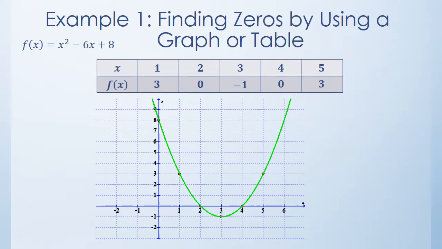To find the zeros, the zeros are the values on the x-axis where our graph crosses it, so right here and right here. We also know that from our table because our y values are 0. So our zeros for this graph are x equals 2 and x equals 4.